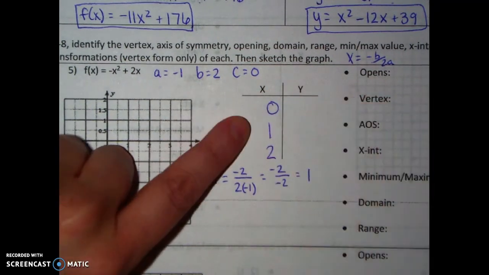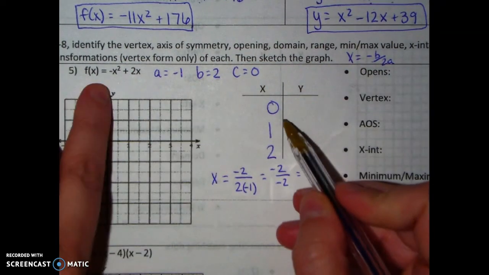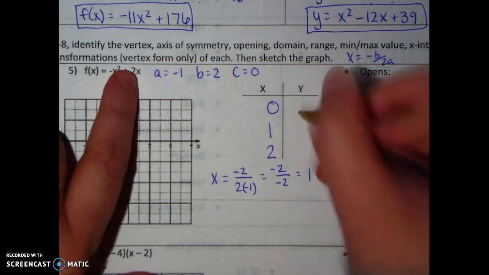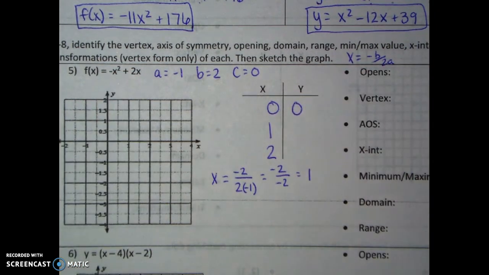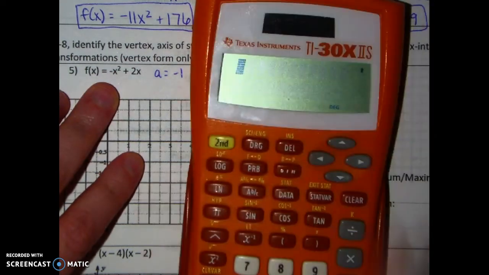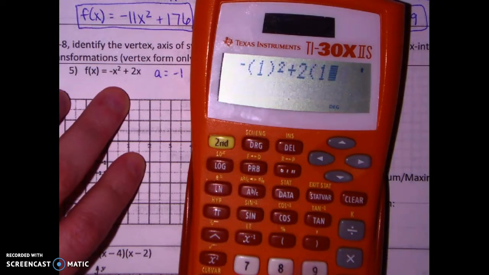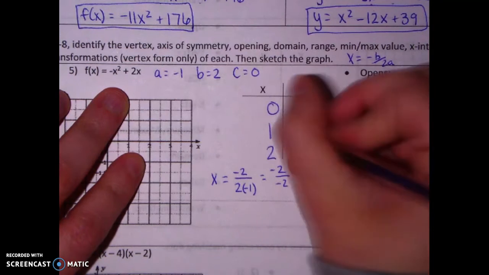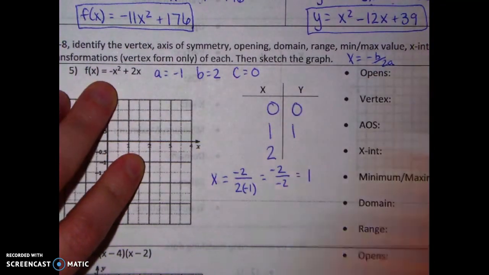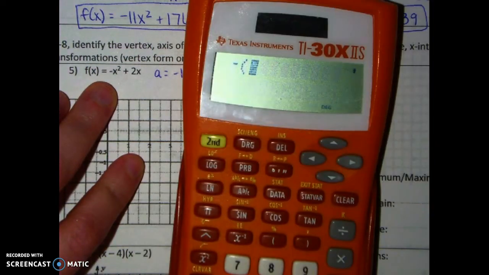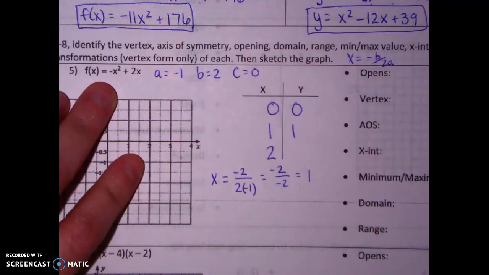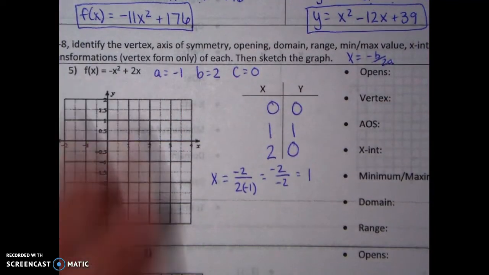So first, well, 0 is the easy one. If I plug in 0 for the x's, 0 plus 0 is 0. If I plug in 1, that would be negative on the outside, 1 squared plus 2 times 1, and that is 1. And if I plug in 2, I get 0. So these are the 3 points that I am going to graph.